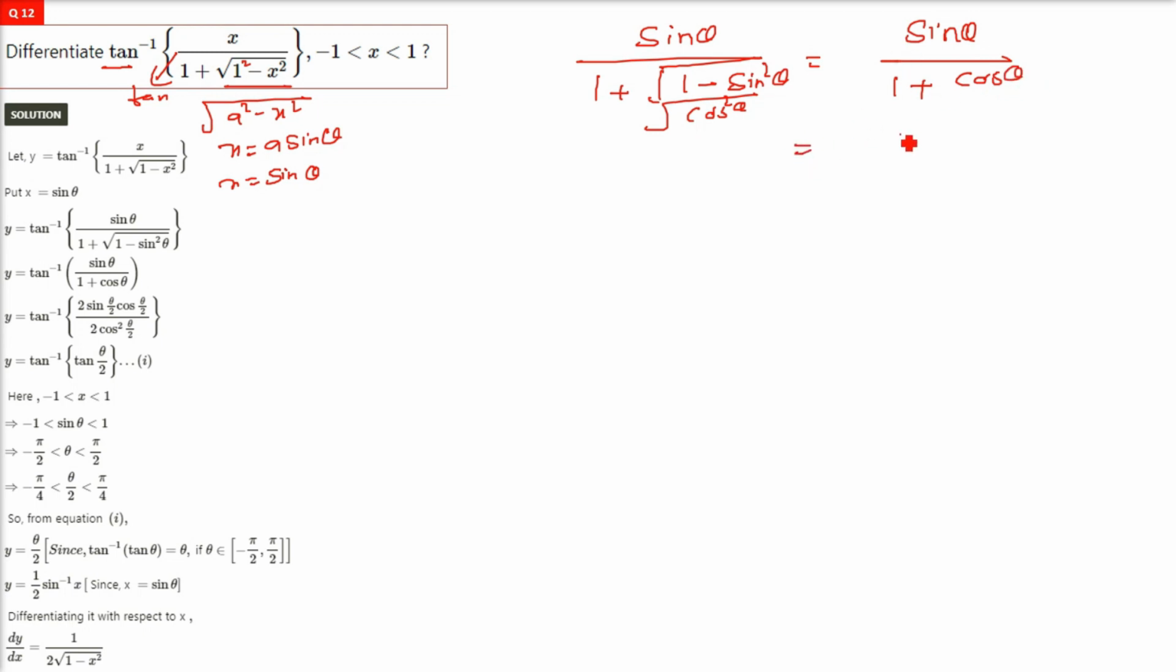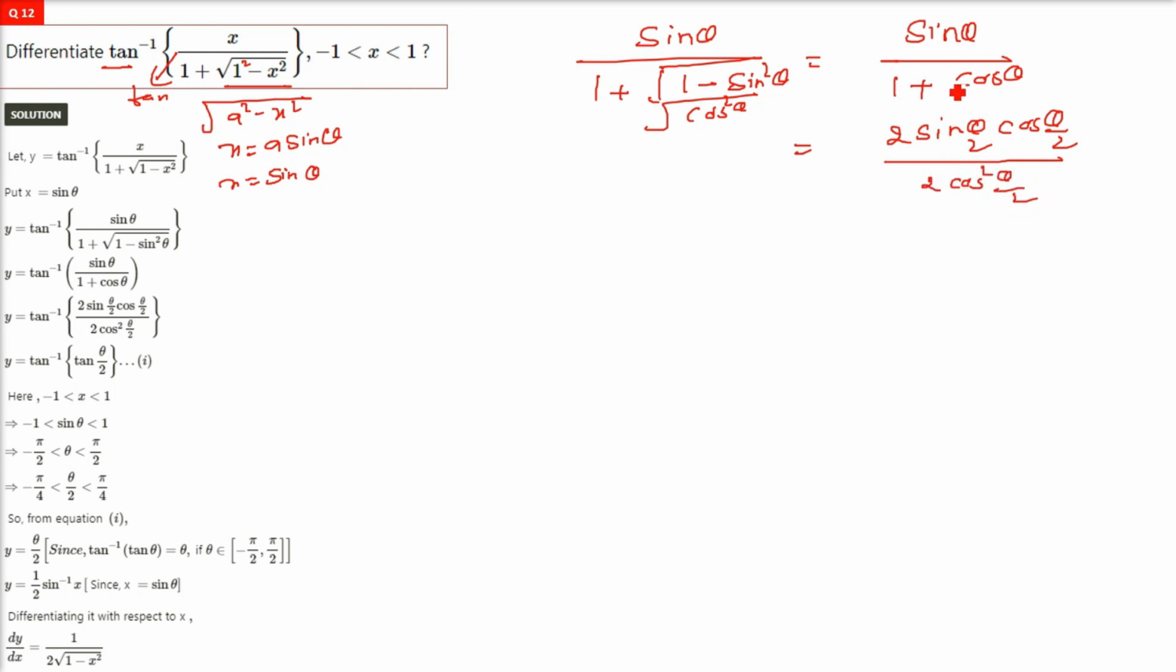Now sine theta can be written as twice sine theta by 2 cos theta by 2, because sine 2 theta is 2 sine theta cos theta. When you have a theta, it will be theta by 2. So you have 2 sine theta by 2 and cos theta by 2. This is cos theta by 2, okay? And 1 plus cos theta will be what? It will be 2 cos square theta by 2.